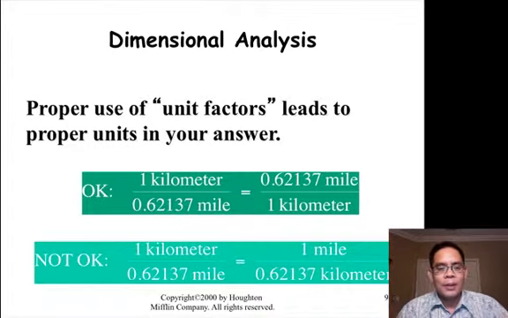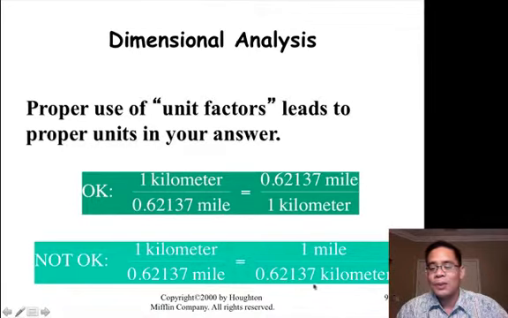Actually, one other thing I want to talk about. Proper use of unit factors leads to proper units in your answers. And so it's okay to use 1 kilometer over 0.62137 miles, or 0.62137 miles equals 1 kilometer. However, it's not okay to use 1 kilometer as 0.62137 miles and 1 mile is 0.62137 kilometers, because these two are not equal to each other.